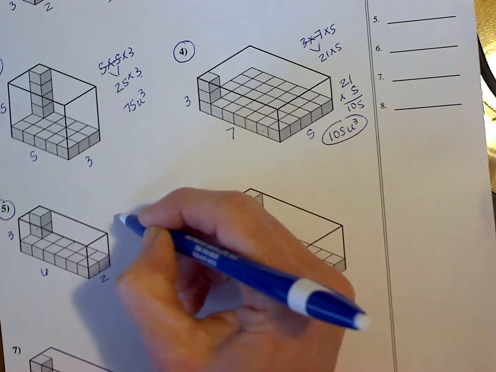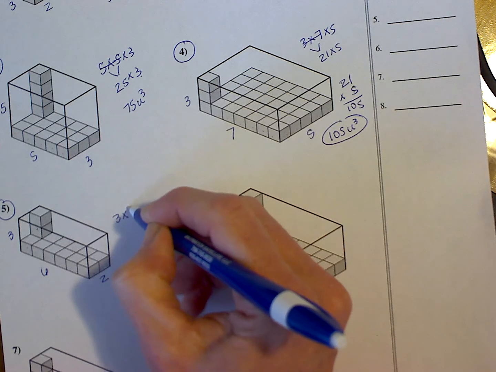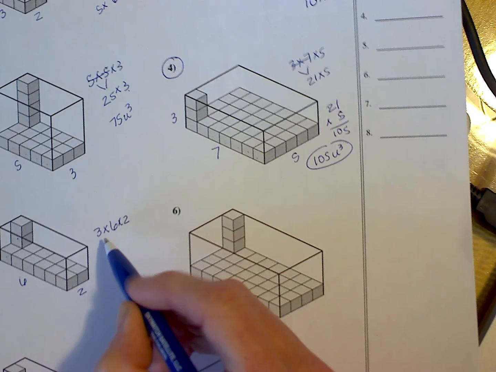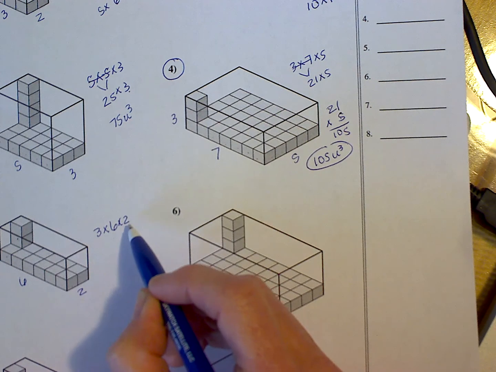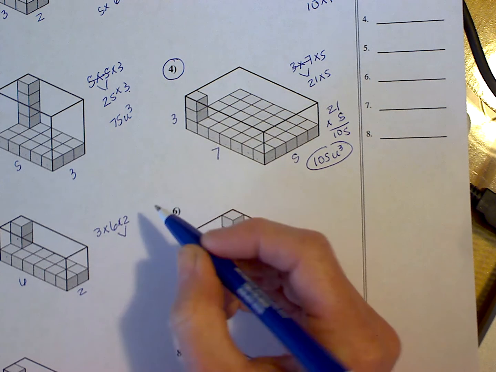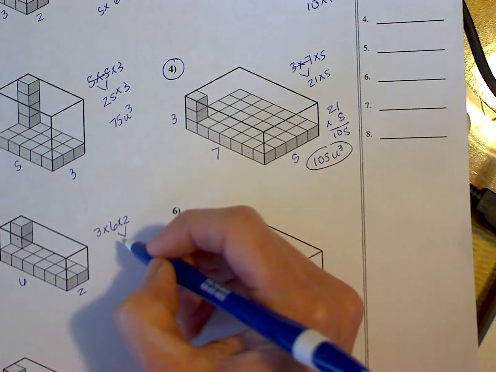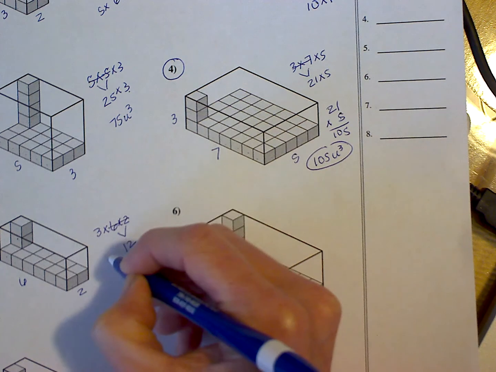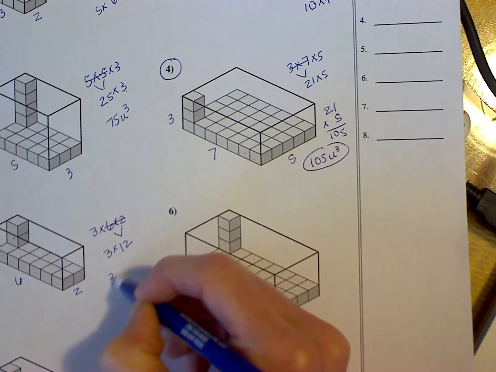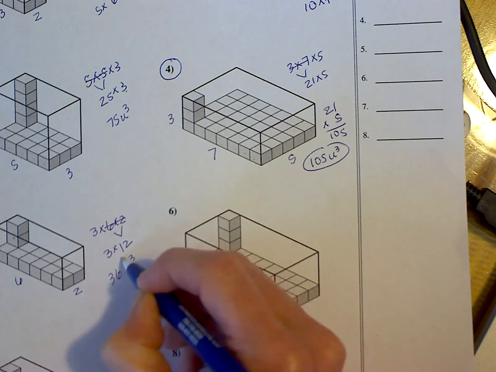So I'll multiply 3 times 6 times 2. This is going to be 18 times 2, which is not a multiplication fact that I know. But I do know that 6 times 2 is 12. Cross that off, bring down the 3 times. Now I have 3 times 12, 36 units cubed.